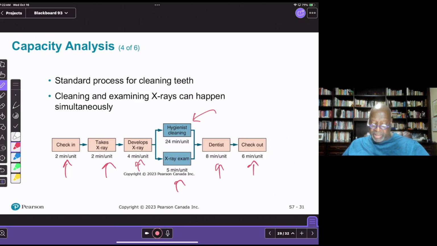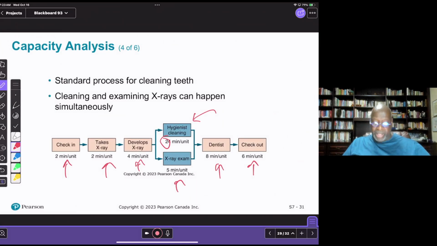So if you're analyzing this system, you'd say, where is the bottleneck? Well, clearly the bottleneck is at the hygienist, 24 minutes per person or per unit. These are not parallel operations. They're happening at the same time, but they're not identical operations. It's not like you have 2 hygienists working 24 minutes per person, and then saying that we actually have an effective time of 12 per person because we're getting 2 people processed at the same time. It's not the same thing because it's a completely different process: x-ray exam and hygienist cleaning. So the 24 minutes per unit is going to be your bottleneck.